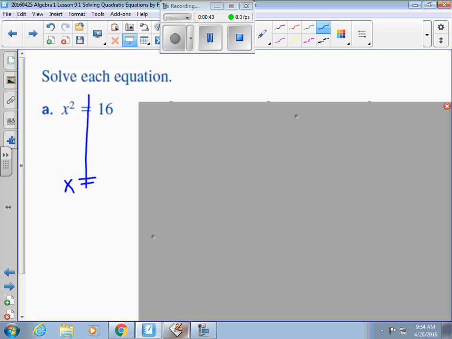So in order to get rid of x squared, we take the square root. That will cancel it out and leave us with just x. That's what we were trying to get. When you take the square root of one side, however, you have to do the same to the other side. The square root of 16 means what number times itself is 16. We know that that's the number 4, and it's both positive and negative 4.